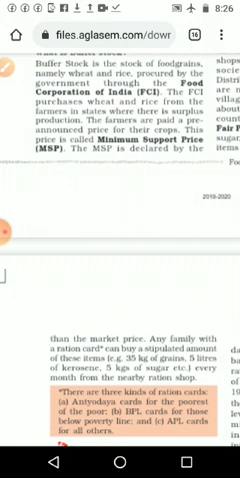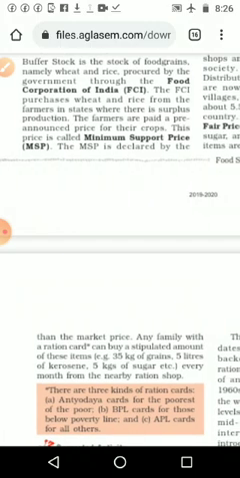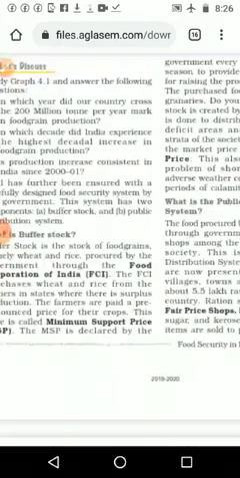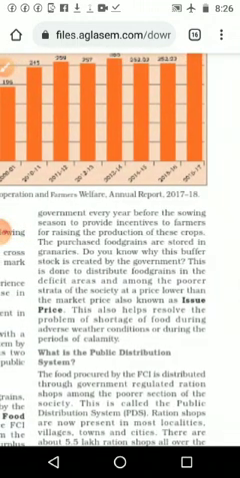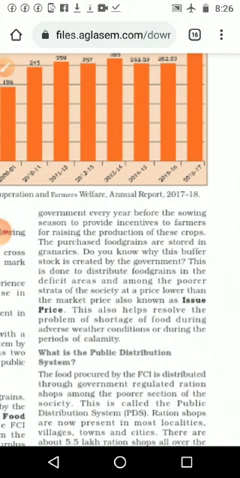According to the MSP, or minimum support price, the government is collecting the food items. The MSP is declared by the government every year before the sowing season to provide incentives to the farmer for raising the production of these crops. When the government announces the minimum support price before the sowing of seeds, the poor farmers take loans from others and try to do the agriculture.